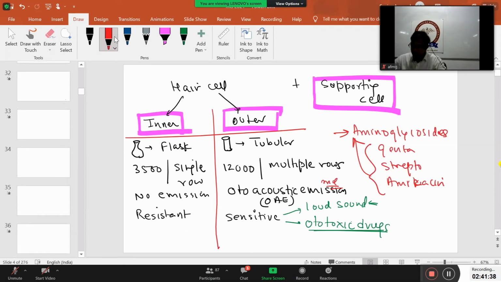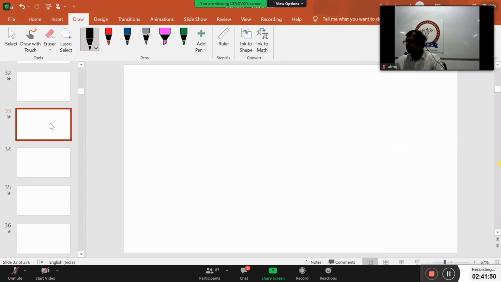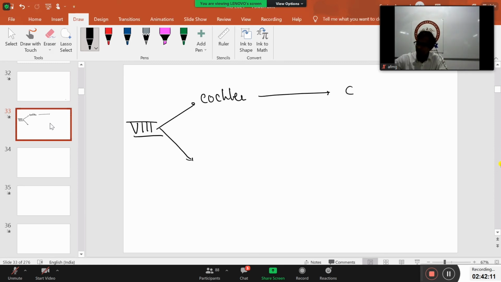Right? So this will complete all the important points in the anatomy of the inner ear also. And which is the nerve of the inner ear? 8th nerve. This is the nerve of the inner ear that we know already. But the 8th nerve divides into two branches. One is the cochlear branch. It goes and supplies the cochlea.